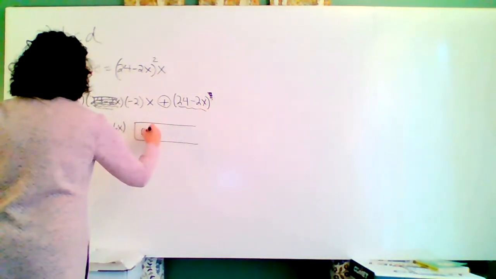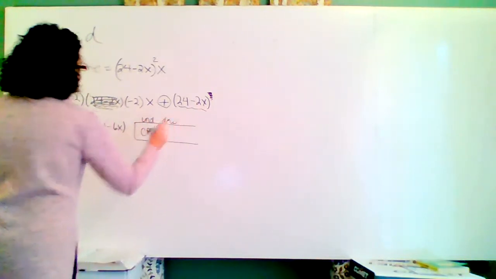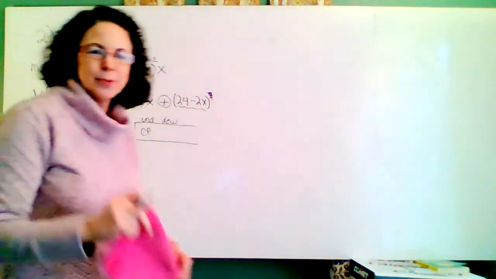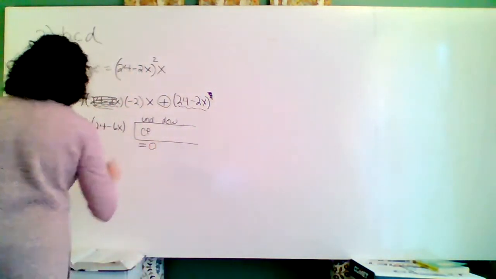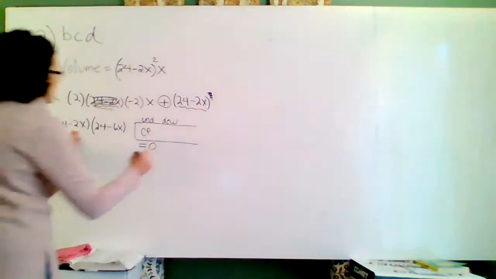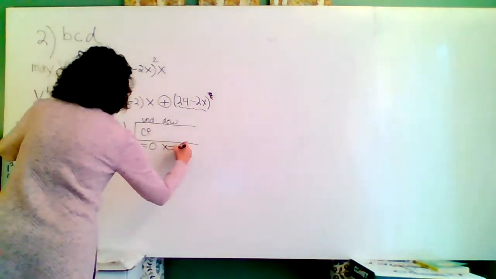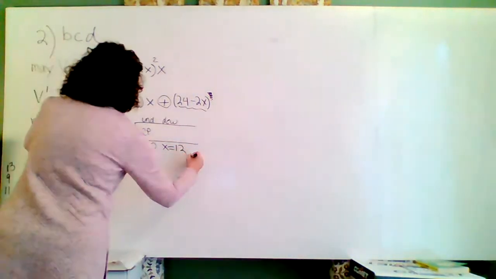So let's take the critical points. Where is this undefined? It's a polynomial, so it's defined everywhere. But that's not really true in the physical world. We'll talk about that in a second. Where is this equal to 0? Well, luckily this is factored, right? So this first term is 0 at x equals 12, and the second term is 0 at x equals 4.